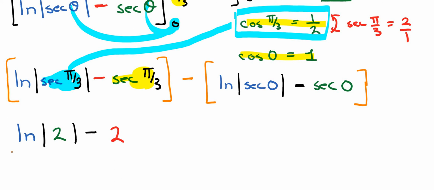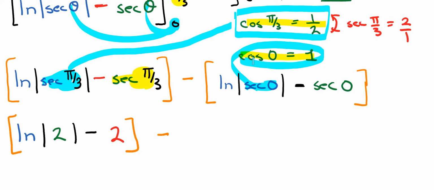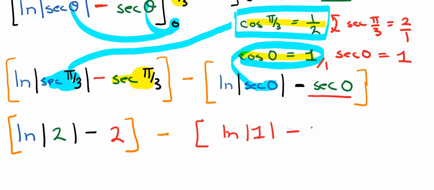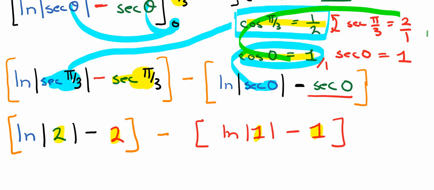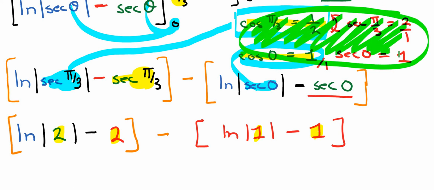So that first bracket simplifies to ln 2 minus 2, and then secant of 0, well, go to cos of 0 right here. Cos of 0 is 1, and that means secant of 0 is going to be 1 over 1, or the reciprocal of that. So the reciprocal of 1 is just 1. So that's going to be ln of 1 minus, and secant 0 is just 1. All right, so in order to find these values, the 2's, the 1's, and the 1's, you have to use the facts over here in this green box, in this green area over here, to find the exact values.